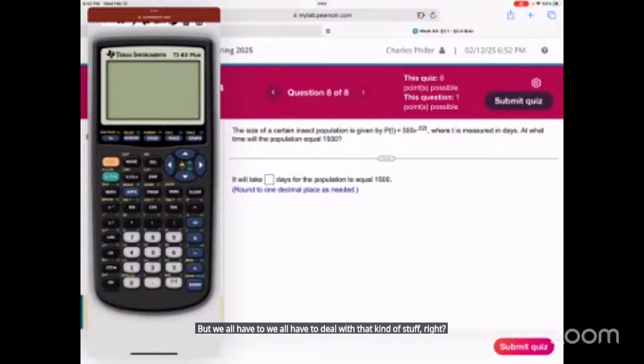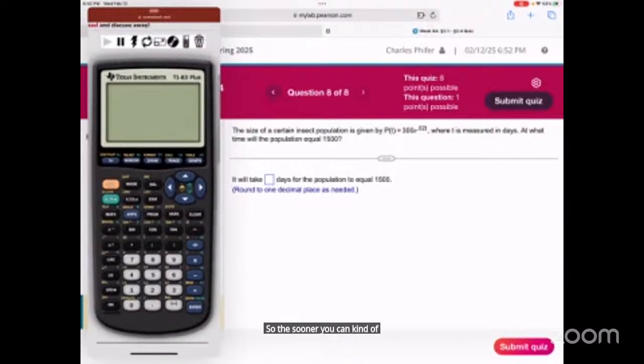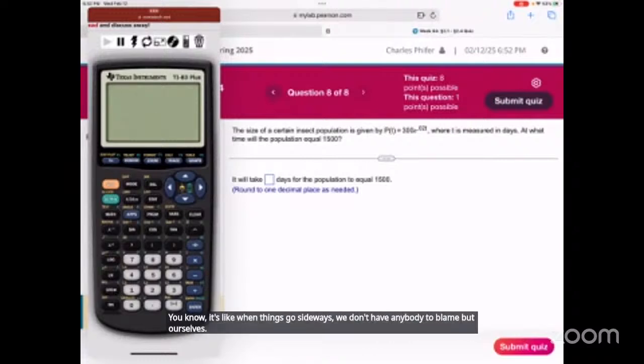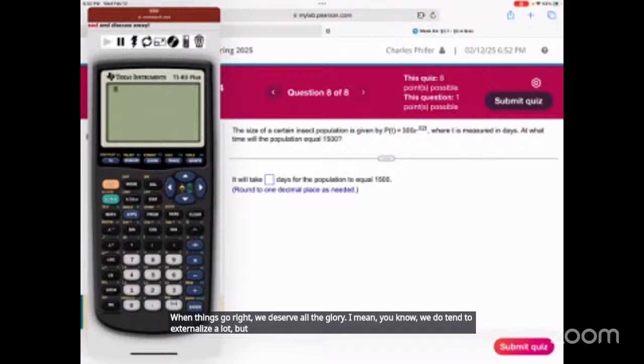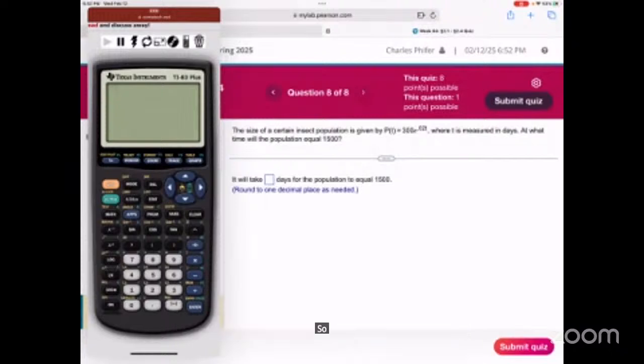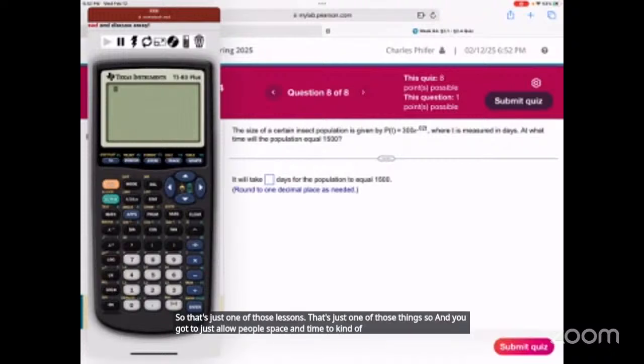So the sooner you can wise up to that and take charge of your experience, the better. When things go sideways, we don't have anybody to blame but ourselves. When things go right, we deserve all the glory, right? We do tend to externalize a lot, but it's really you. It's not anybody else. You know what I mean? So that's just one of those lessons. And you've got to allow people space and time to come to that conclusion on their own.